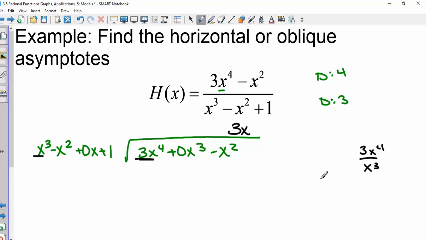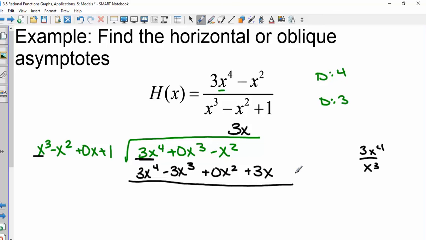Then you multiply. You have to take 3x times all of this. So 3x times x cubed is 3x to the 4th. 3x times negative x squared is negative 3x cubed. I'm just distributing the 3x through here. So 3x times 0x is 0x squared. 3x times 1 is 3x.